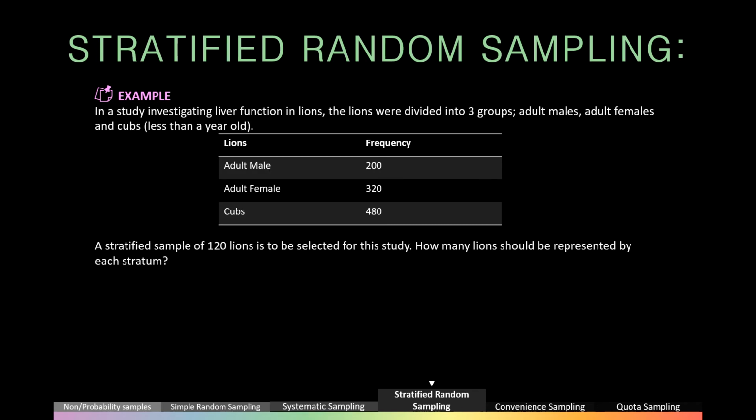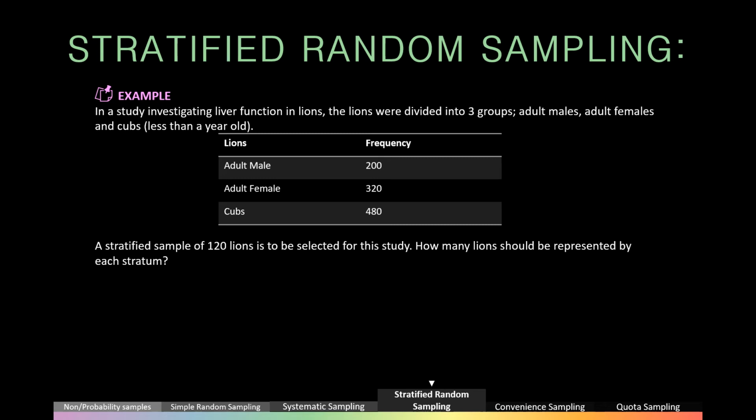In this example, we're investigating the liver function in lions, where our lions are divided into adult males, adult females, and cubs. In the table below, you can see that we're actually given a frequency this time. So we're told the count of how many adult males, females, and cubs contribute to our population. We're told to use a stratified sample of 120 lions, and we want to know how many lions should be represented by each stratum. In this case, we're given frequencies.